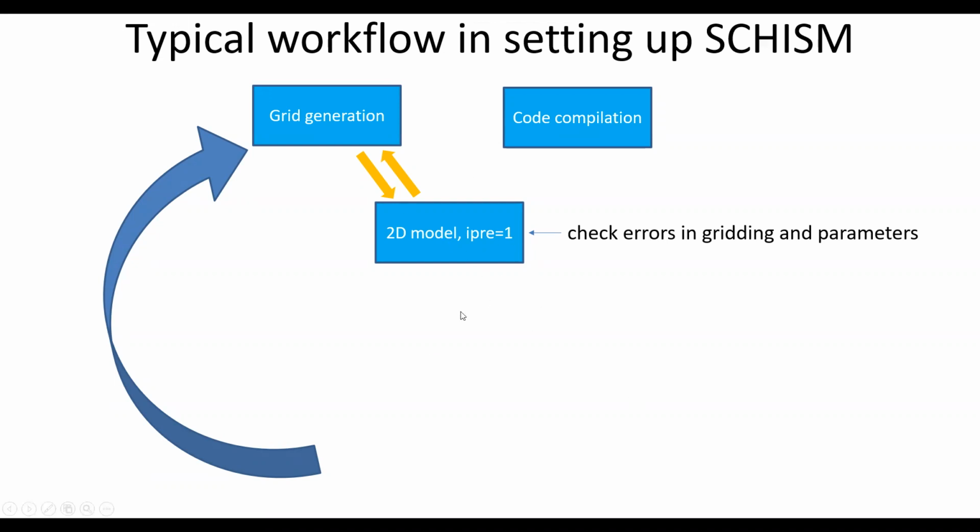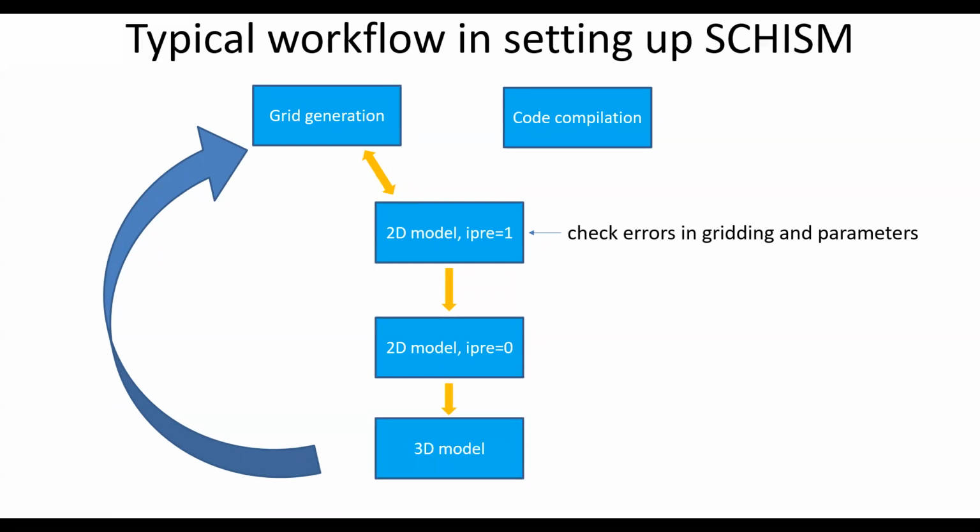And after you pass this step, if you don't pass this step, you need to go back to mesh generation and modify your mesh. And after you pass this preprocessor step, it's a good idea to set up a 2D model. Make sure that the results make sense, and then you proceed to the 3D model. And of course, if you find any specific issues related to the 3D model, then you probably need to go back to the mesh generation.